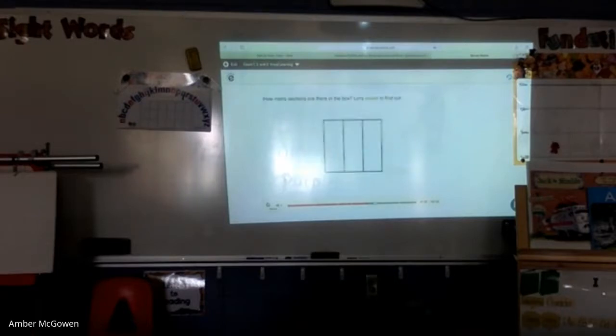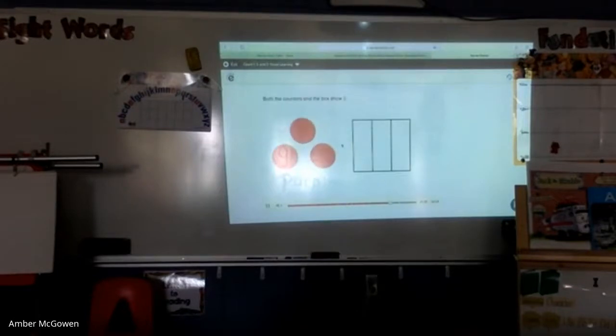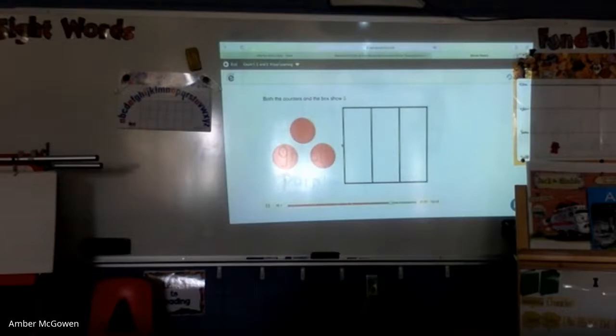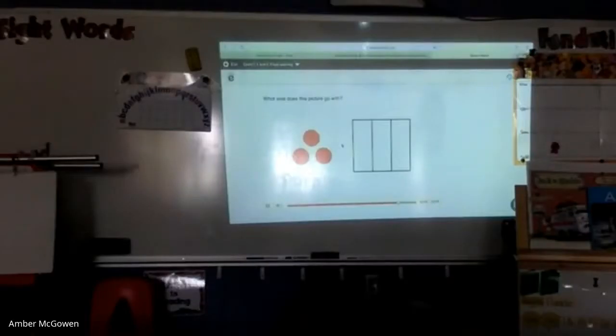How many sections are there in the box? Let's count to find out. 1, 2, 3. There are 3 sections in the box. How does this go with the 3 counters? Both the counters and the box show 3. What else does this picture go with? Worm.